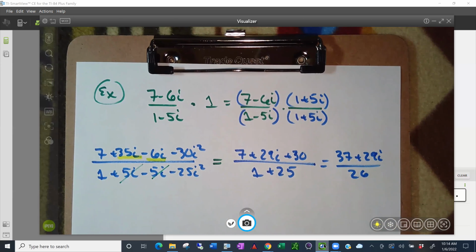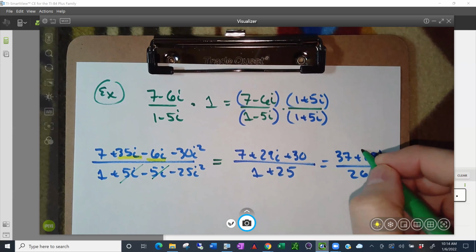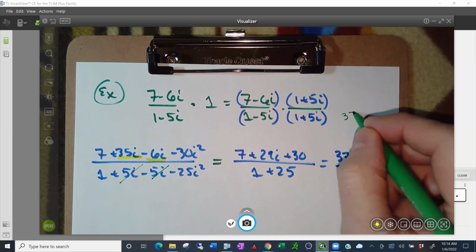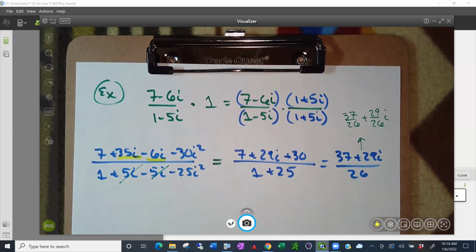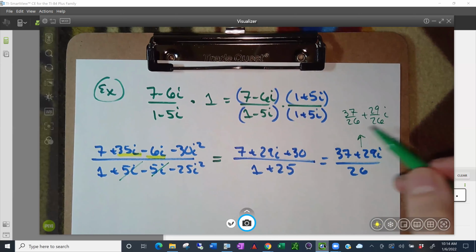Like I've shown you a couple times before, you could, if you wanted to, write it as 37 over 26 plus 29 over 26 times i, splitting it up into its real part and imaginary part. That's fine, but this is good enough. Now, occasionally there's going to be simplification you can do. You know, you have a common factor of 2 for everything or something like that. You can simplify. So that I would like you to do.